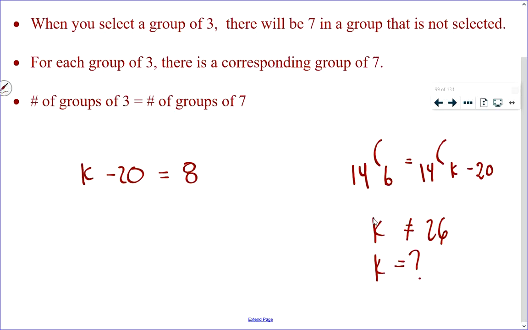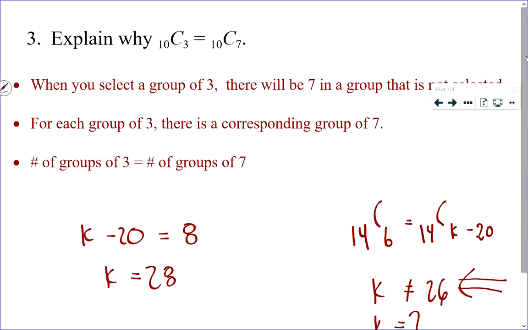So that means k is 28. You would obviously have to be told this nugget of information so that you couldn't just cheat and say, oh, it's 26. Any questions with example 3? All right, let's keep rolling here.